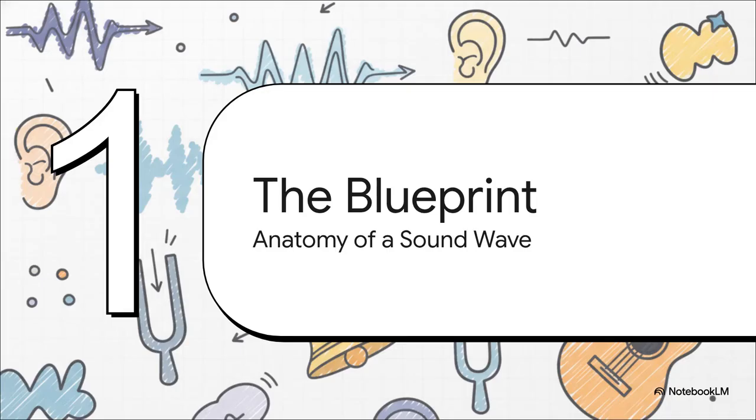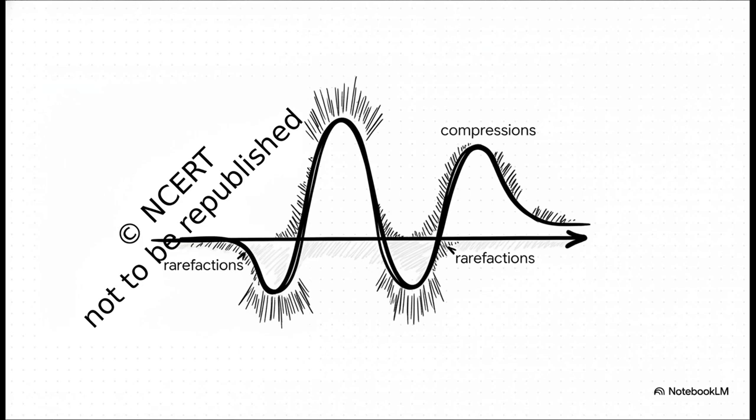All right, so we've established sound as this invisible wave of pressure. So how on earth do we talk about it? How do we measure it? Well, we need to look at its blueprint, the anatomy of a sound wave. And here it is. You've probably seen this exact drawing a million times in your textbook. This graph is just a picture of those pressure changes. So the high points, the peaks, that's where the air is all squished together, our compressions. And the low points, the valleys, that's where the air is all spread out, our rarefactions. It's just a way to visualize the invisible.